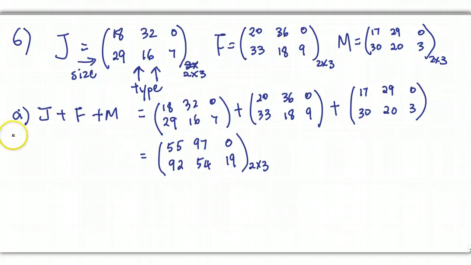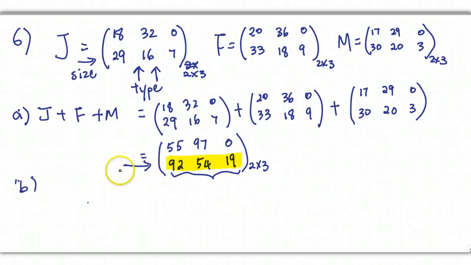Now, although the question didn't ask, or rather, in part B, they will be asking the question. In part B, they ask you what does the sum of the elements in the second row of J plus F plus M represent. So they are looking at the second row and they are asking you, if you sum all these elements together, what do you get? Now remember, if you look back at the original table, what does the row represent? The second row represents the number of medium cars that is sold.